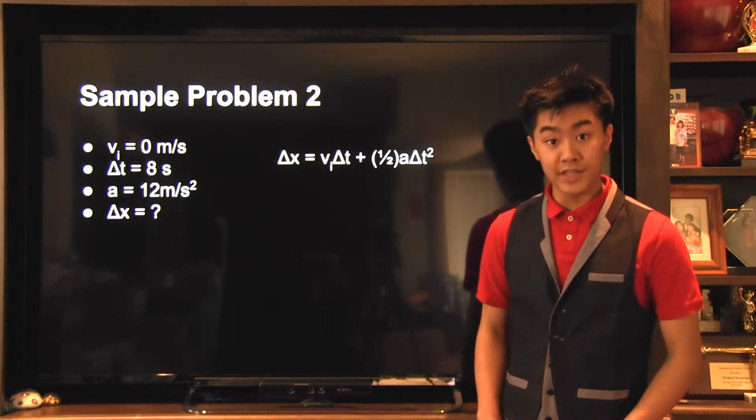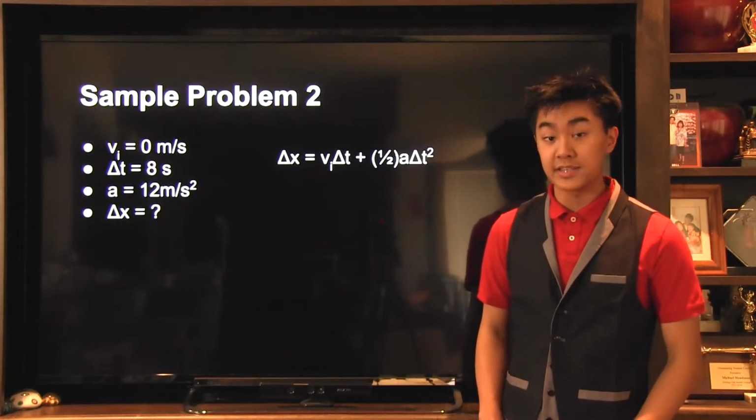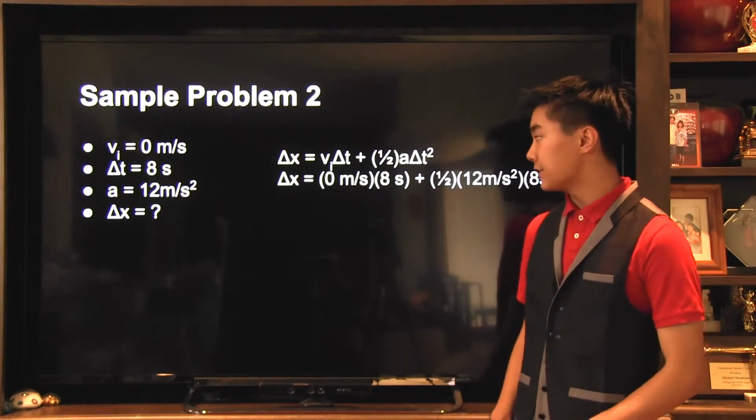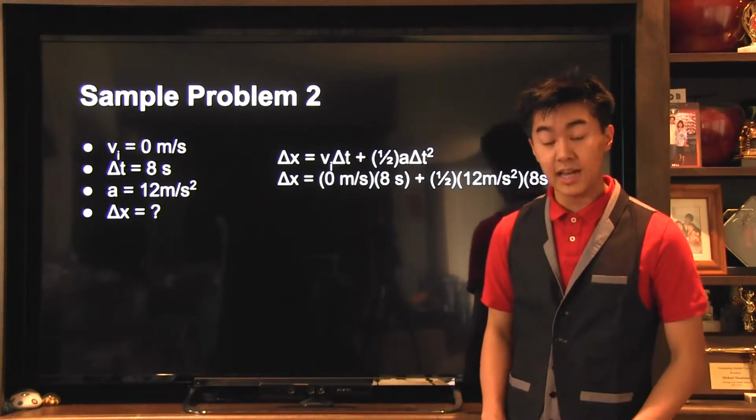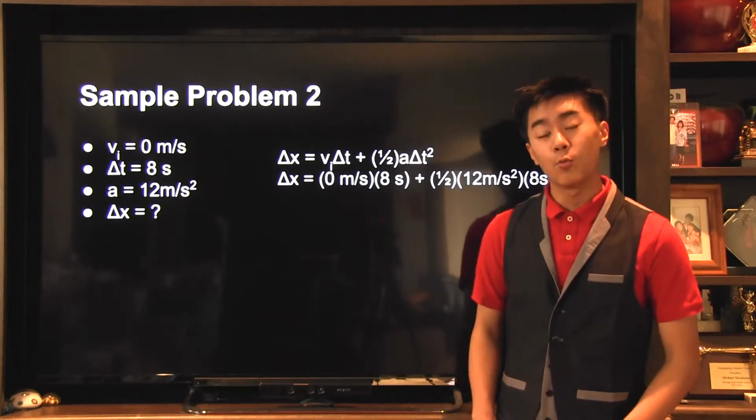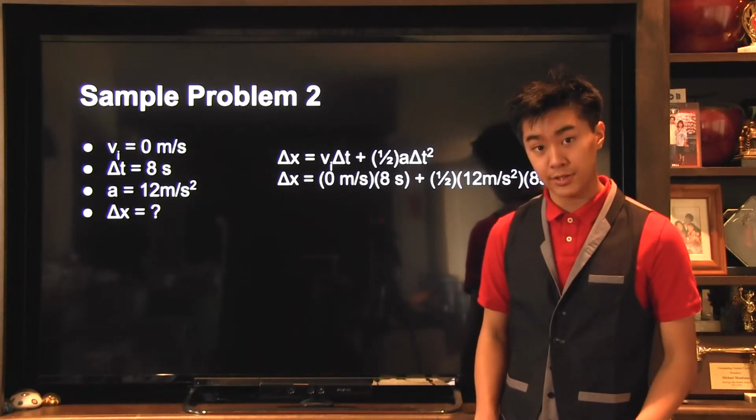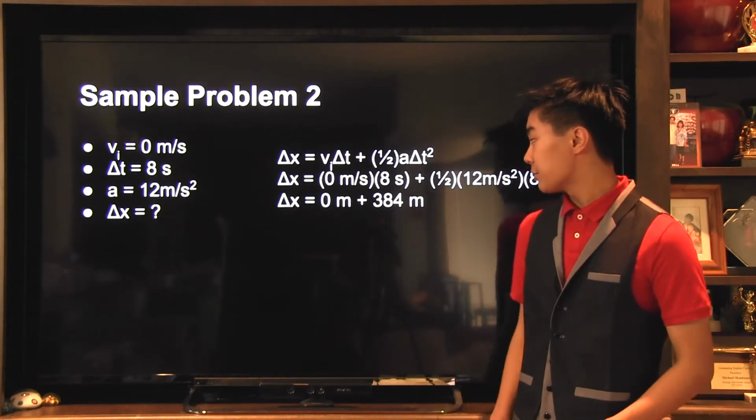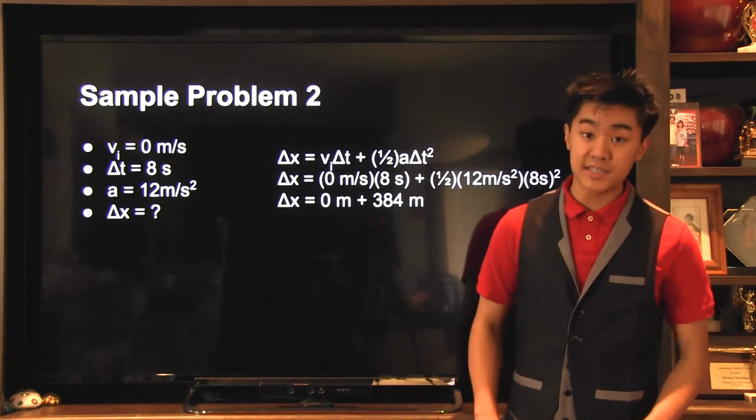Delta x equals vi delta t plus 1/2 a delta t squared. Okay, plugging in some numbers, we get delta x equals 0 meters per second times 8 seconds, plus 1/2 times 12 meters per second squared times 8 seconds squared. Simplifying, we get 0 meters plus 384 meters, so the distance traveled is 384 meters.